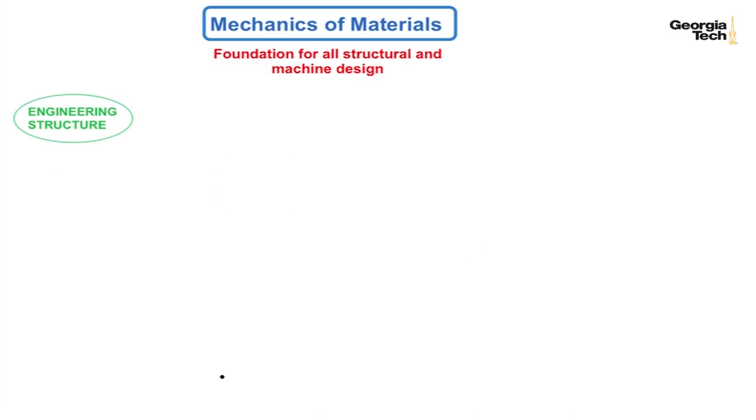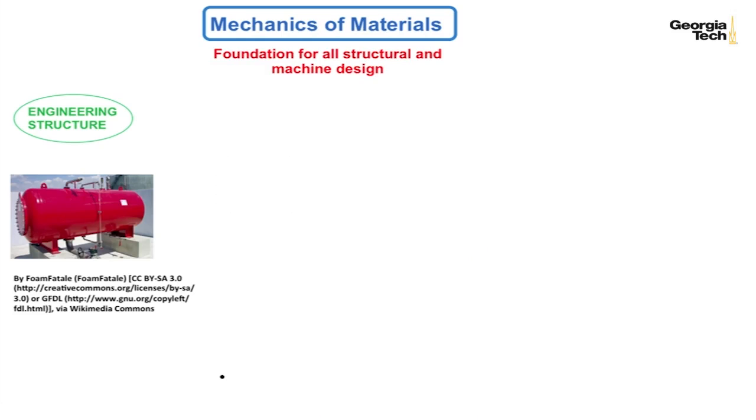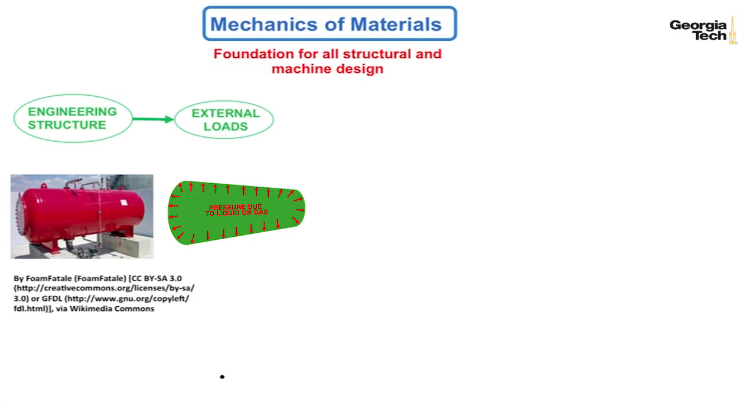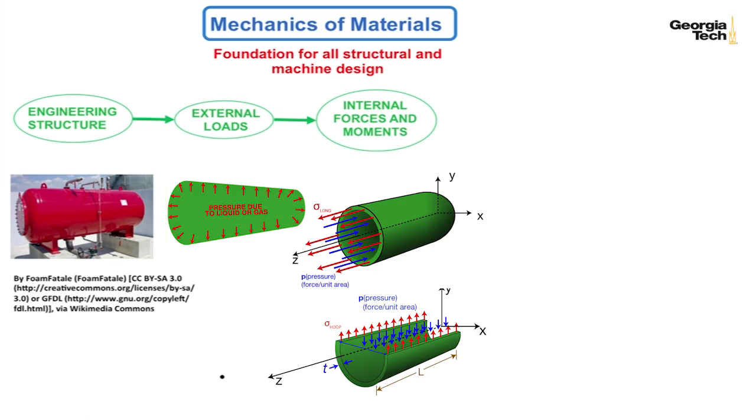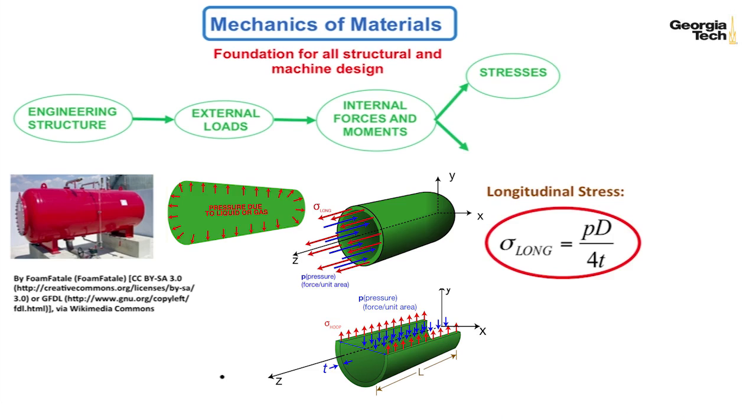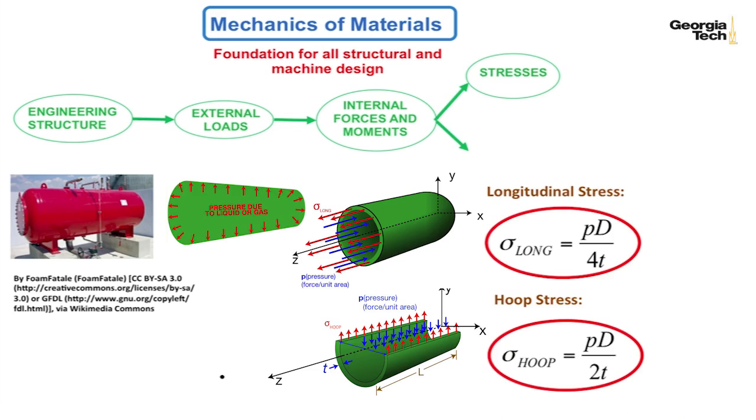And so, again, as a review, we have our overall engineering structure, our thin-walled pressure vessel. We applied external loads, the pressure inside. We looked at the internal forces and moments, and we did two cuts. We did a longitudinal cut, and we did a cut that allowed us to look at the hoop stresses. And we came up with those stresses. Here's the expression for the longitudinal stress. Here's the expression for the hoop stress.